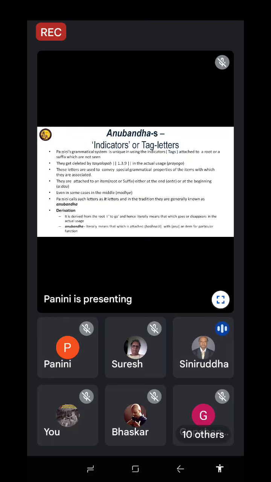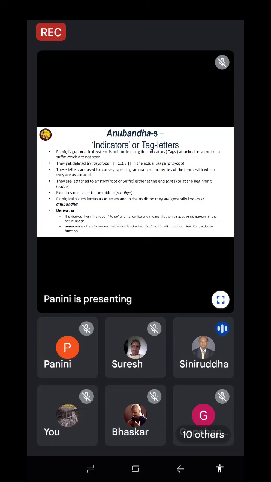What are they attached to? An item, the root, which indicates always a stem, as well as a verbal root or nominal stem, either at the end, ante, or at the beginning, adau, or there is also madhya, in some cases in the middle. Panini calls such letters it letters, and in the tradition they are generally known as anubandhas.